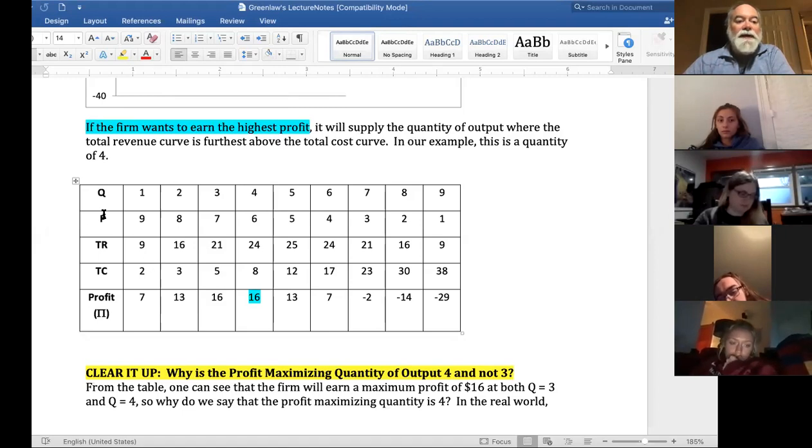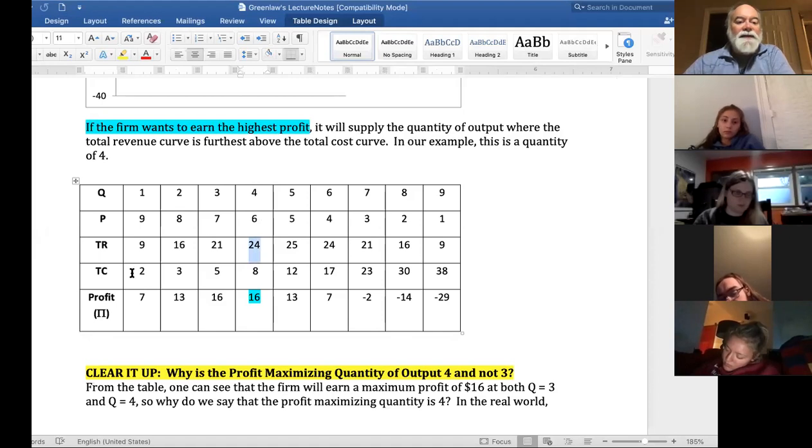Okay, we've got quantity and price. So each of these pairs of numbers gives us the demand curve. Quantity times price equals total revenue. That's what these things are. So 3 times 7 is 21. 4 times 6 is 24, right? And then we've got total costs that increase at an increasing rate. Okay, and then we just calculate the profit as total revenue minus total cost.